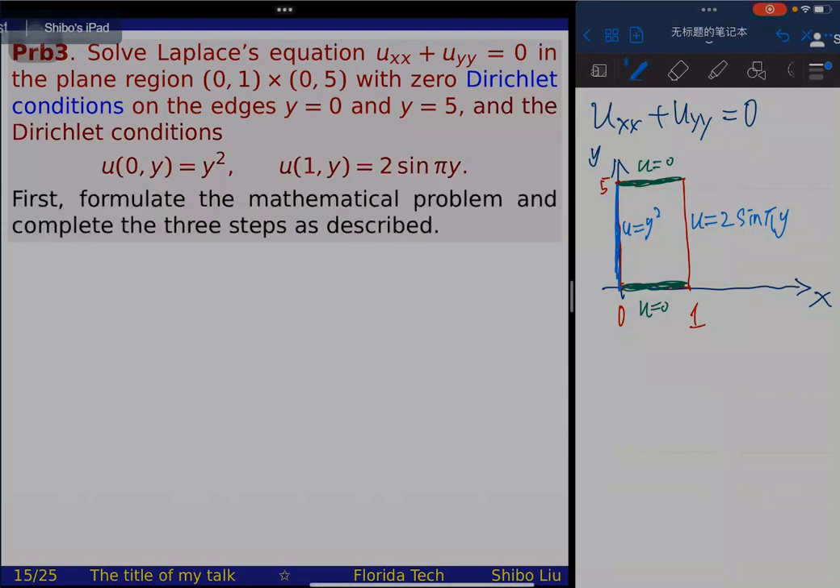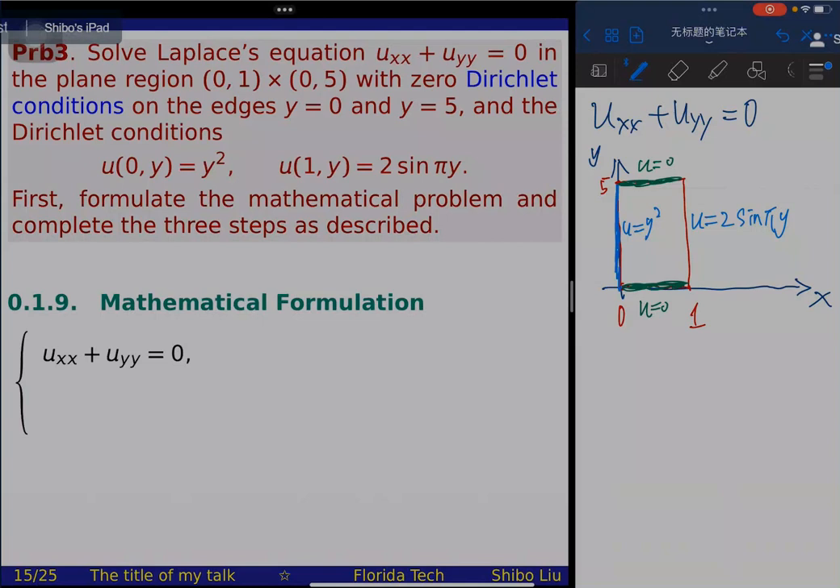So as before, we need to formulate the problem mathematically and then solve the problem. So the mathematical formulation, first goes the equation. Then the boundary condition at the bottom of the region, that is when y equal to 0, u is 0. And also the top boundary, when y equal to 5, u is also 0. These are the zero-Dirichlet conditions on two edges of the boundary.